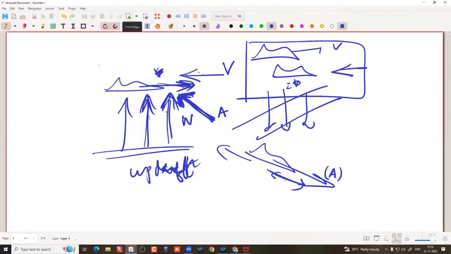So this is called soaring, or sometimes, just to be more clear, you can call it thermal soaring.